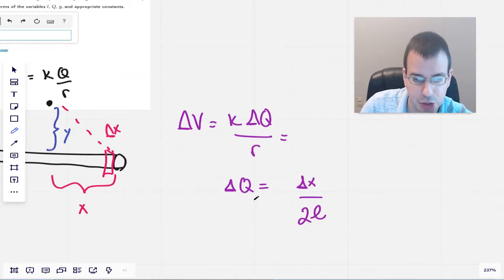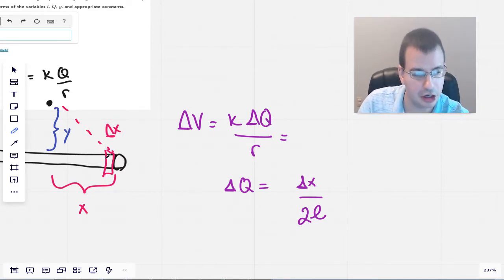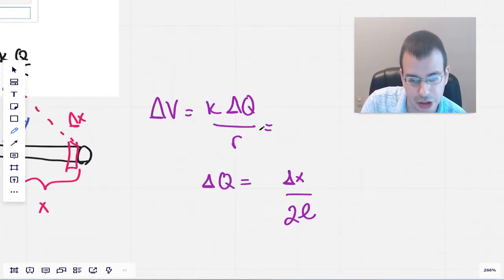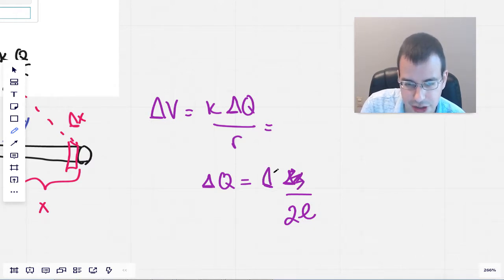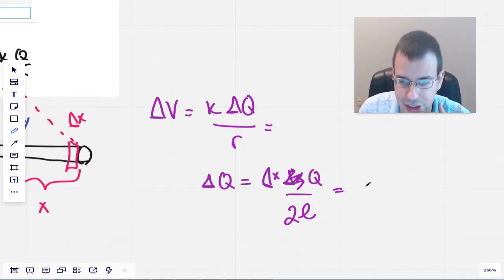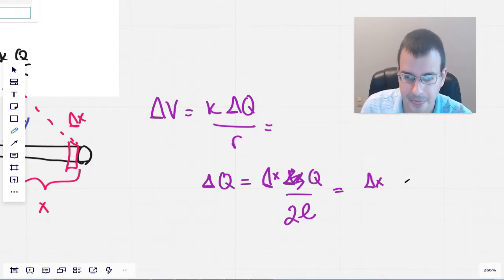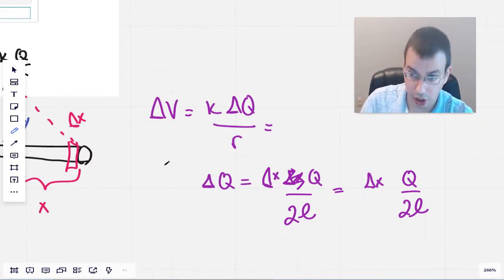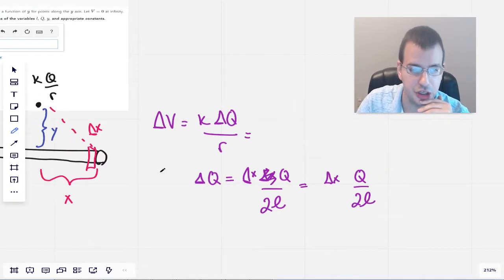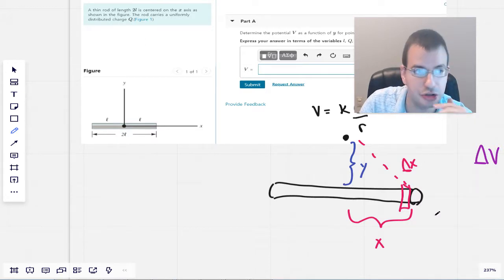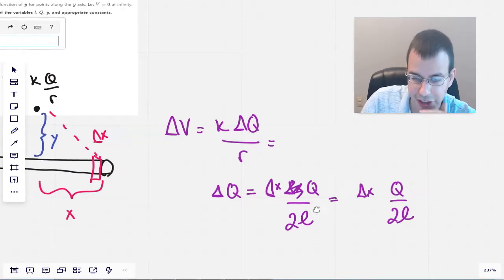So the conversion factor between a small amount of charge and the distance is delta x times Q over 2L. To re-explain that, because I kind of flubbed the explanation the first time: I have a small amount of x, and then we have Q over 2L. Q over 2L is charge per unit length, because for every 2L of length of finite rod we have one full amount of Q. That's what is stated in the problem: we have a 2L rod with one charge Q evenly distributed, uniformly.